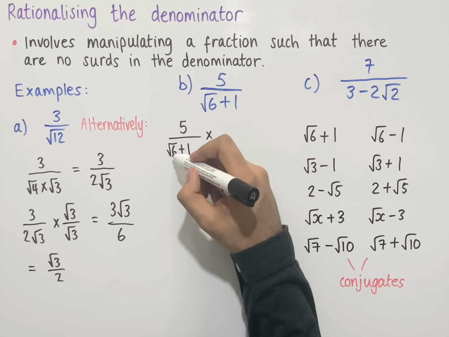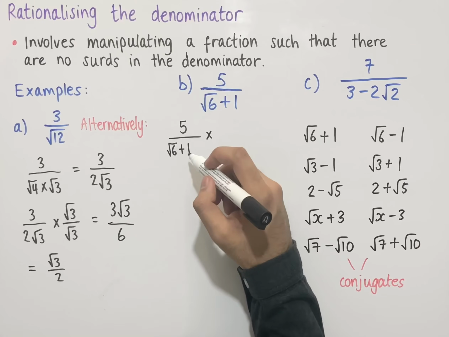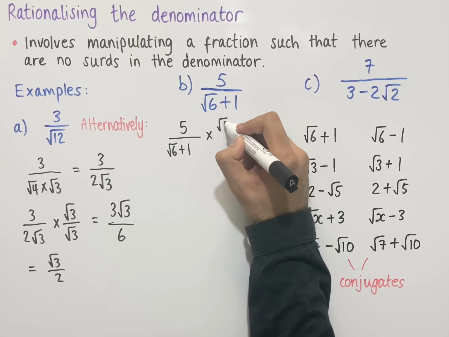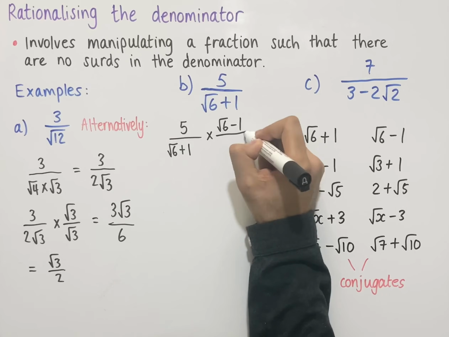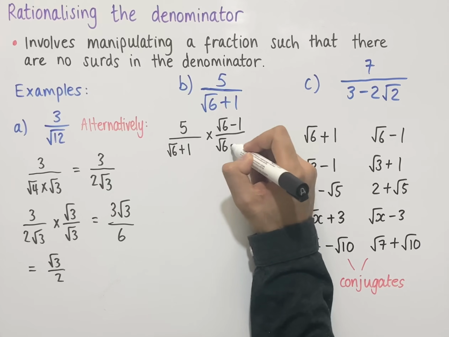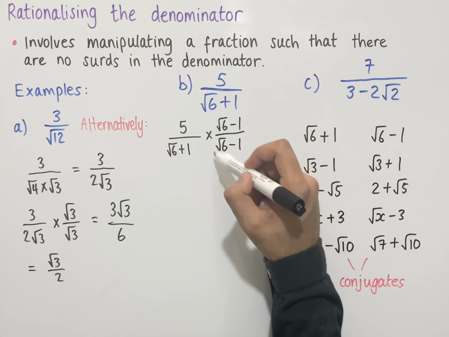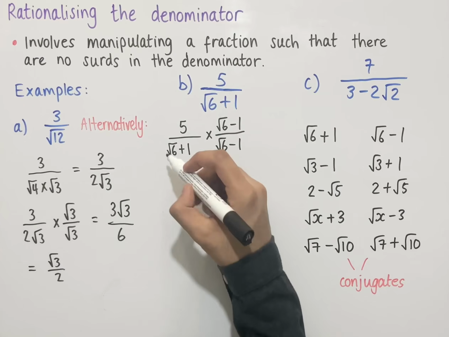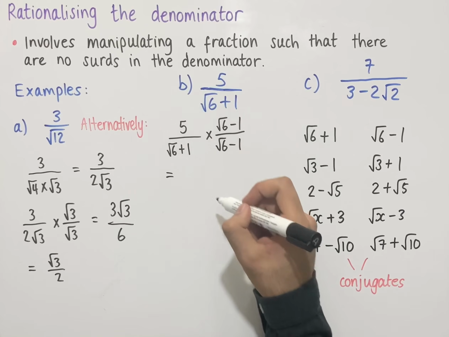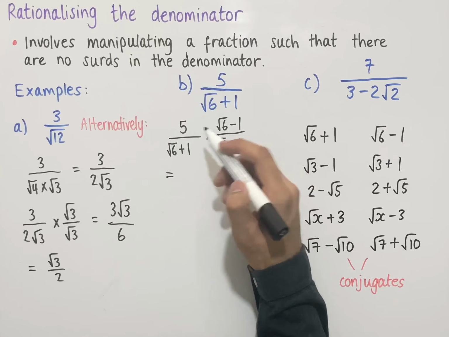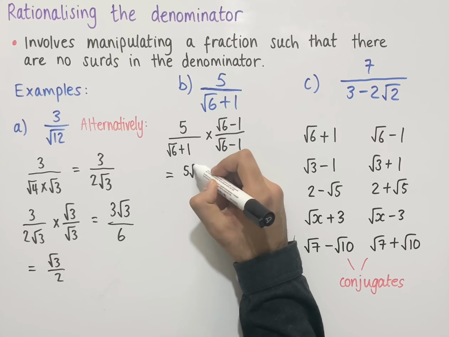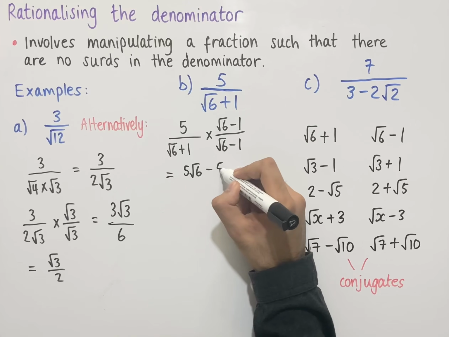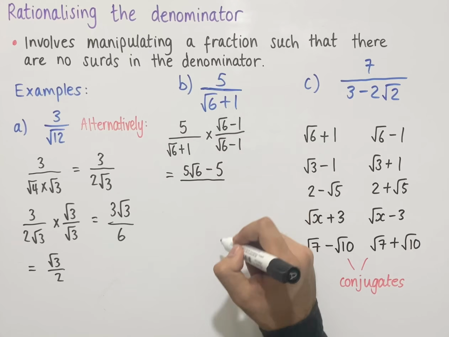So the conjugate of root 6 plus 1 is root 6 minus 1. So we multiply this fraction by the square root of 6 minus 1 over the square root of 6 minus 1. This is like multiplying by 1, and so we're not changing the value of this fraction. If we were to now multiply this out, 5 times root 6 is 5 root 6, and 5 times minus 1 is minus 5. And in the denominator, we have the following.